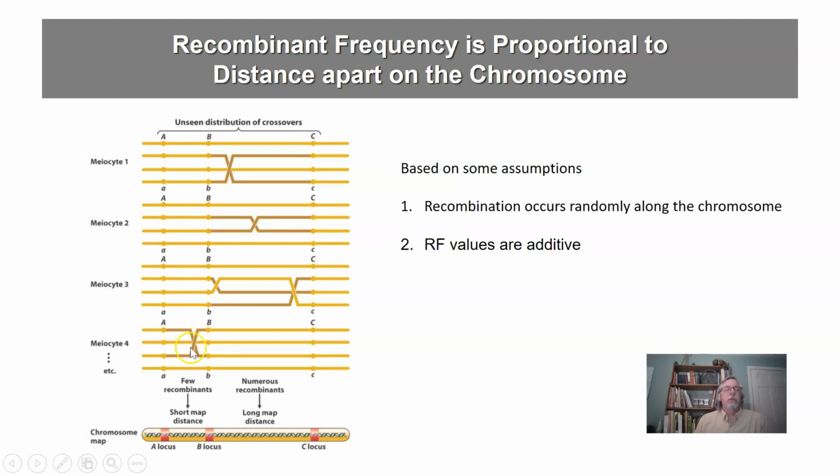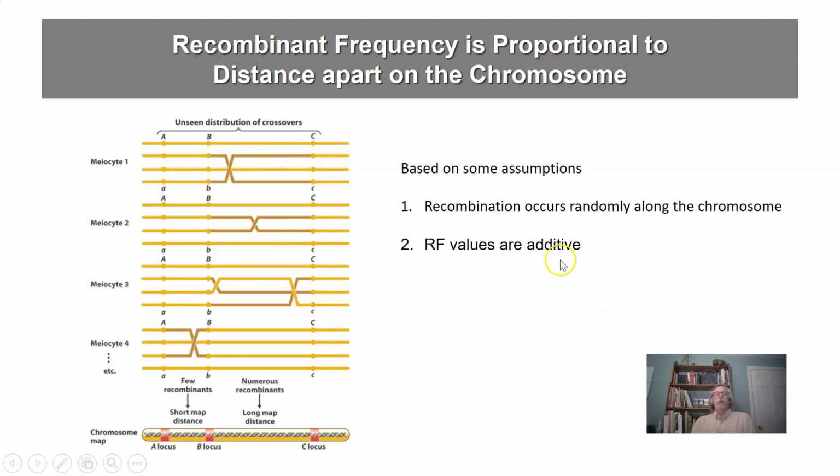And closer together means a lesser opportunity for crossover to occur. So short map distance means few recombinants. Long map distance means a lot of recombinants. So the assumptions that we're using in creating genetic maps are that recombination, crossing over, occurs randomly along the chromosome. That there are no places where there's a very high frequency, unlike other places on the chromosome. It's random and can occur with equal frequency at any point.